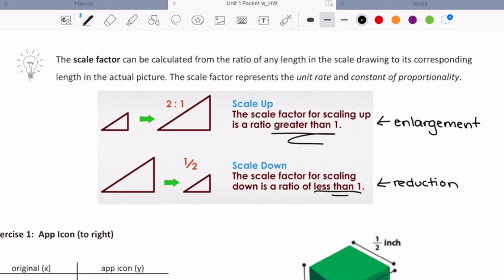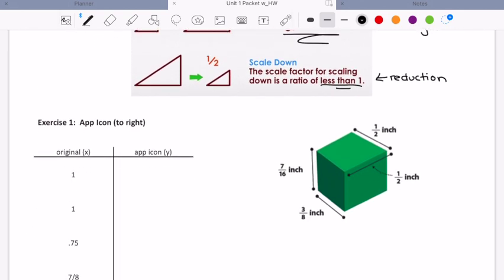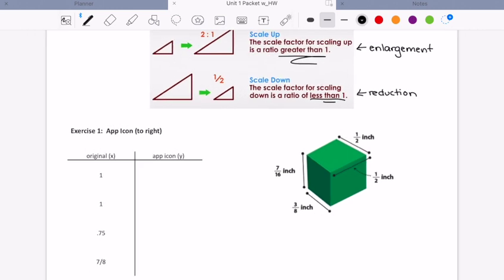So let's take a look below. This corresponds or goes with our very first example. So now he is making an app icon, which is drawn over here to the right. So before I go forward, I'm going to just take my highlighters and highlight again. So I had pink in the front, green, blue, and my orange, just to help me when I go to put this in the table. So 1 corresponds to 1/2, 0.75 to 3/8, and 7/8 to 7/16.